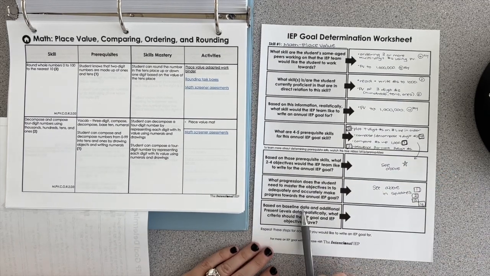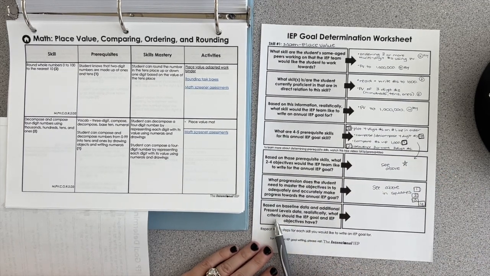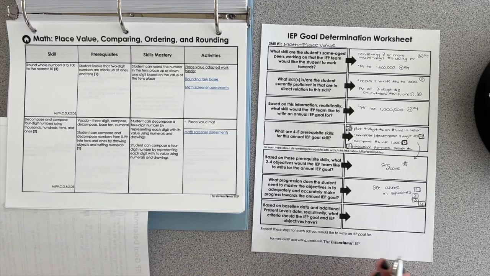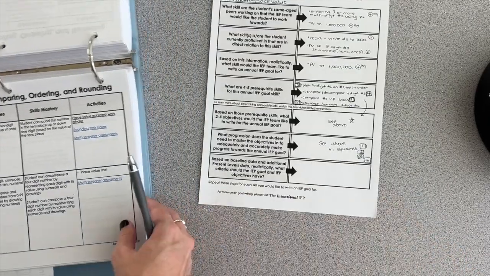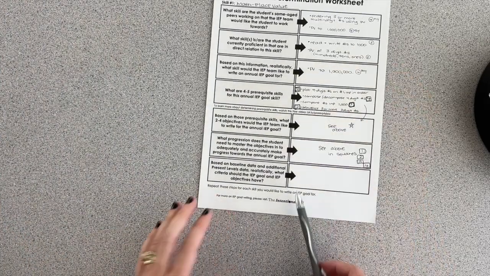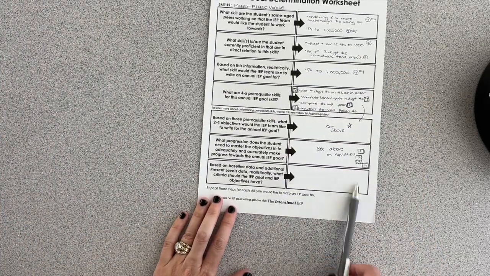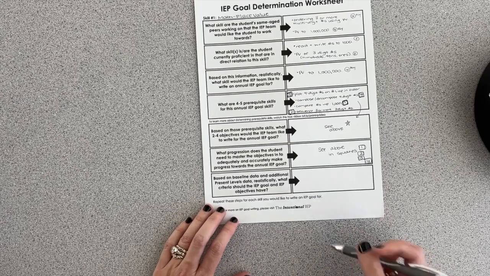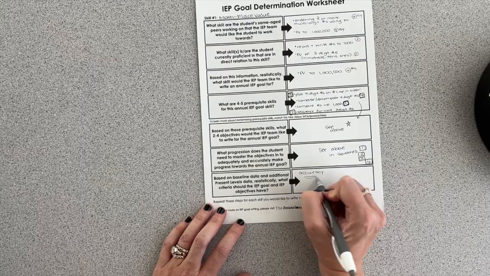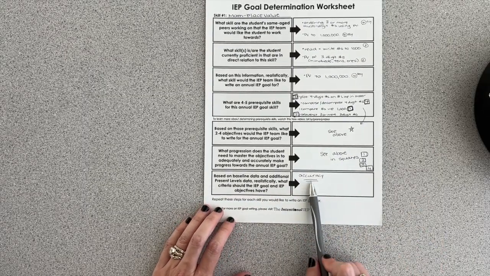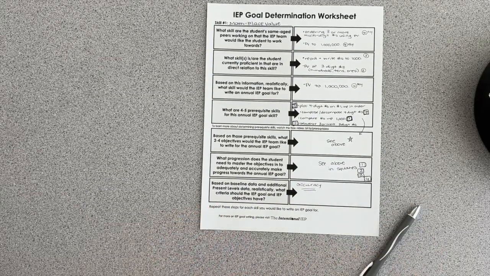Okay. So based on the baseline data and additional present levels, realistically, what criteria should the IEP goal and objectives have? So based on baseline data, and this is going to be different for every student, based on what data you have on the student, what the present level says, where the student's supposed to be, what level of mastery do we think the student should have? I'm probably going to do an accuracy, right? Math is easily data collected with accuracy criteria, so percentage, right? But realistically, what criteria should the IEP goal have?